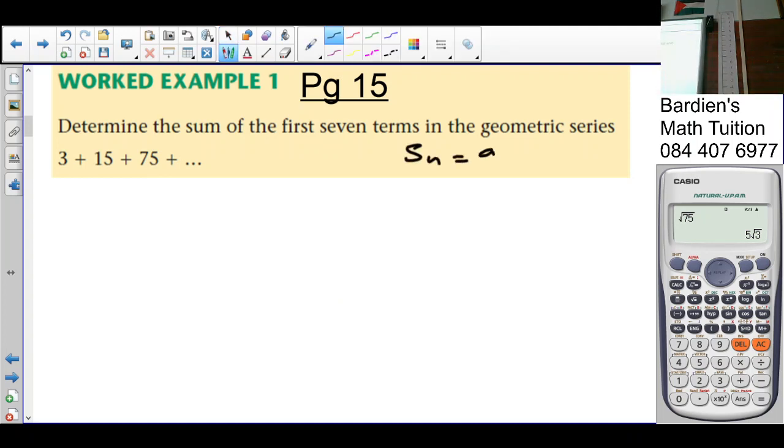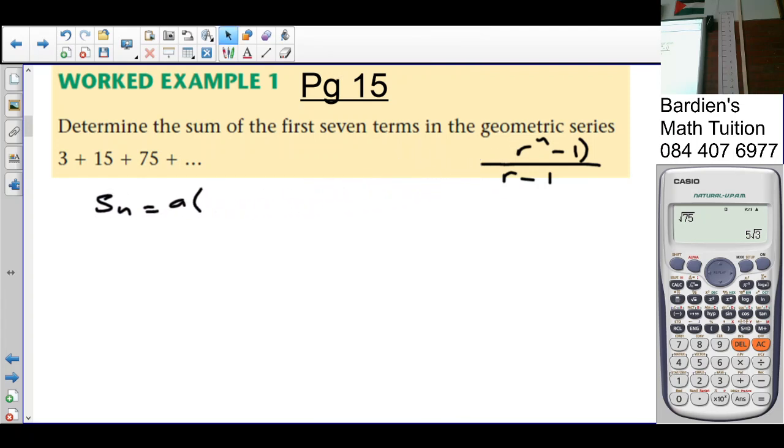Sn is equal to A, open brackets, R to the n minus 1 over R minus 1. And the formula can also be written as Sn is equal to A, open brackets, 1 minus R to the n over 1 minus R. Okay. The question says, determine the sum of the first 7 terms of the series.